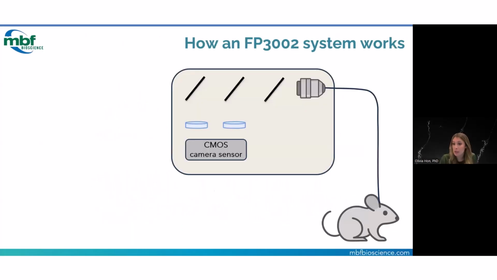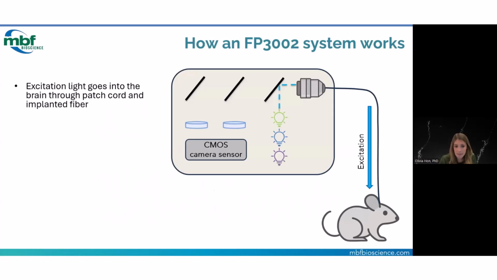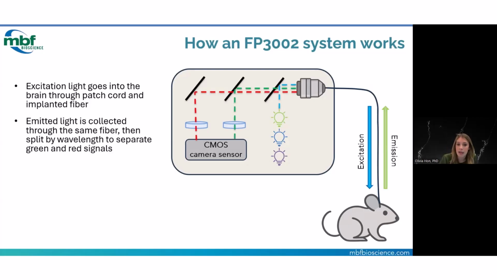Okay, how does an FP3002 system actually work? With our system, excitation light of various wavelengths comes from LEDs within the system. That light gets pushed through an objective and then through a patch cord and implanted fiber into the brain, where it's going to excite your sensor of interest. The emission from that sensor then travels back up the patch cord, back into the objective. Once it's in the system, it gets separated spectrally from the excitation light, so you're just looking at the signal coming from your sensor.